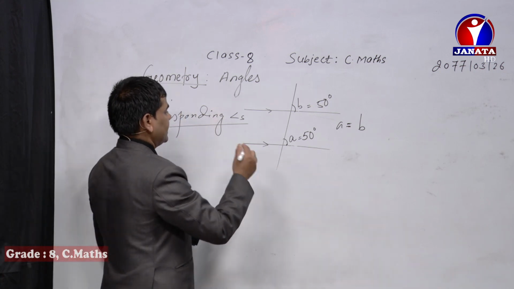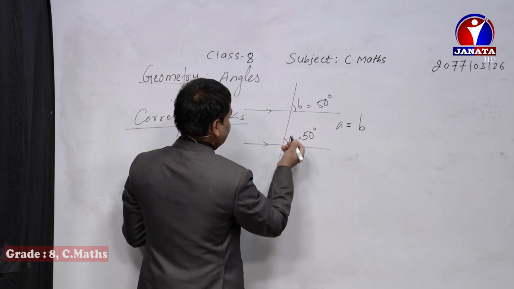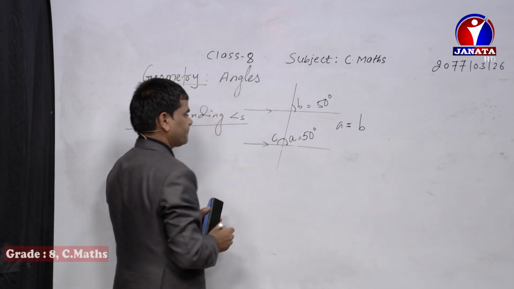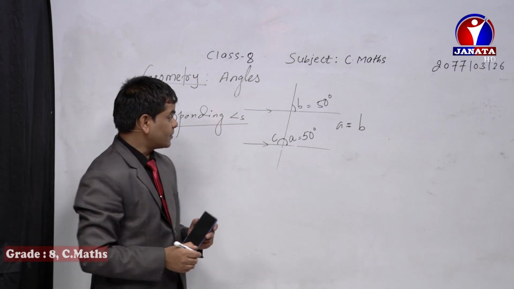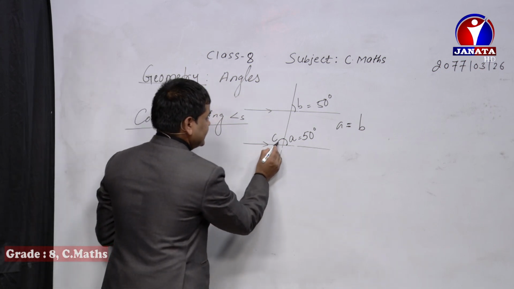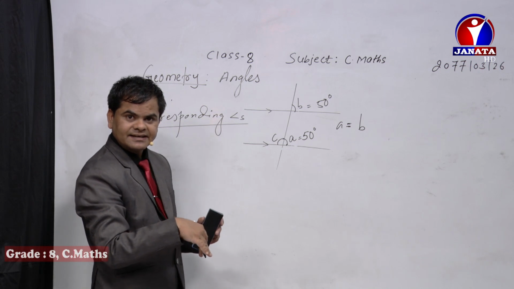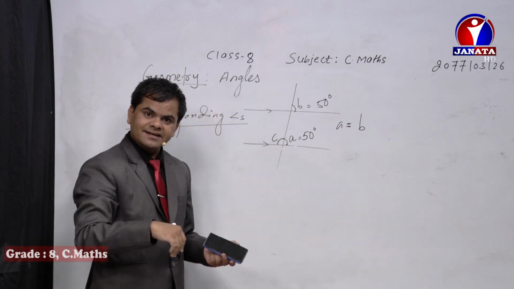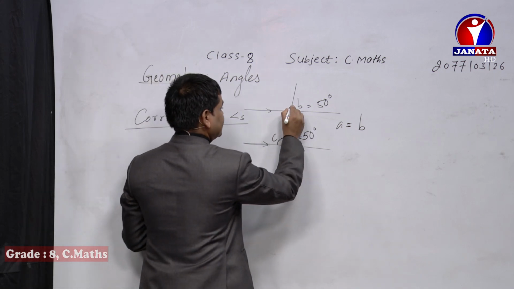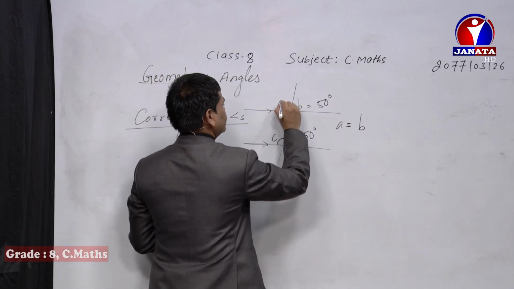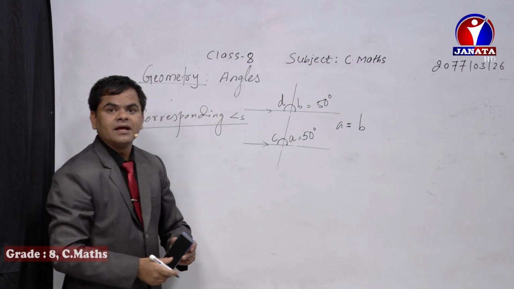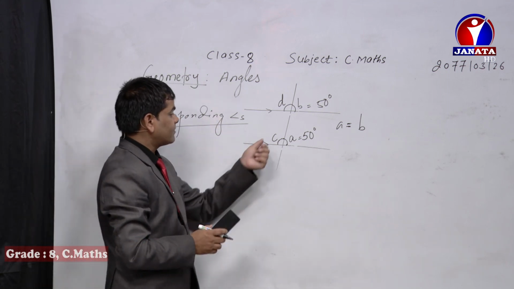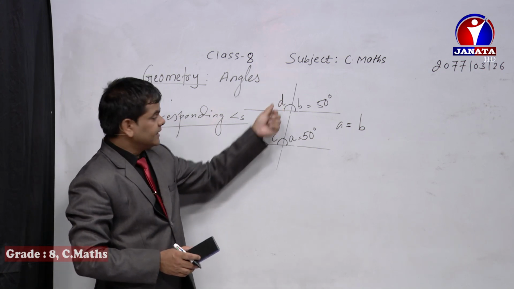Let's keep another one as well. If you write C here, dear student, which one will be corresponding? C is on the left hand side and inside, so the corresponding angle should be on the left hand side but outside. At that time we can write C equals D.